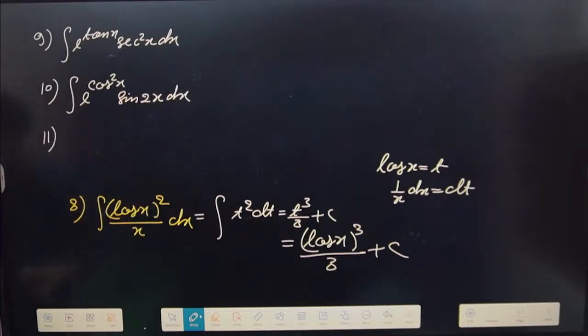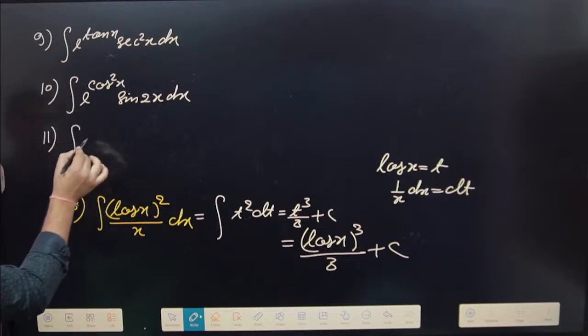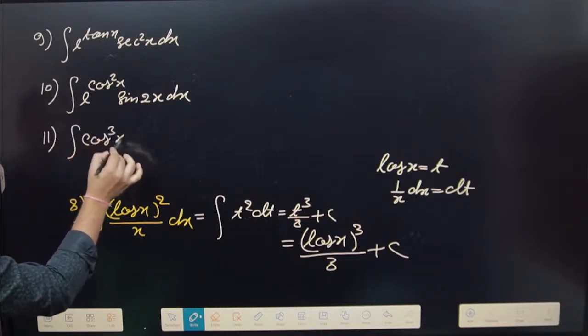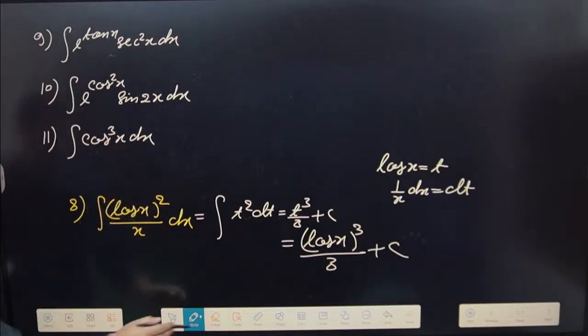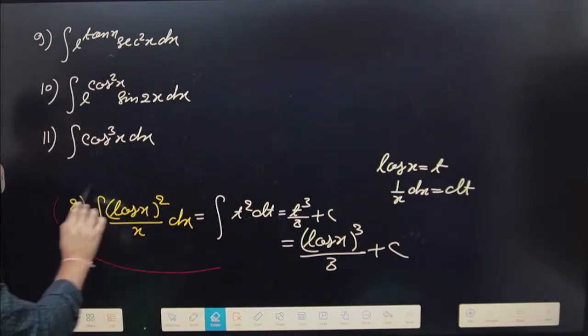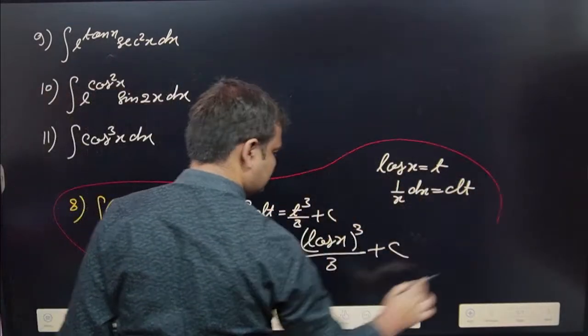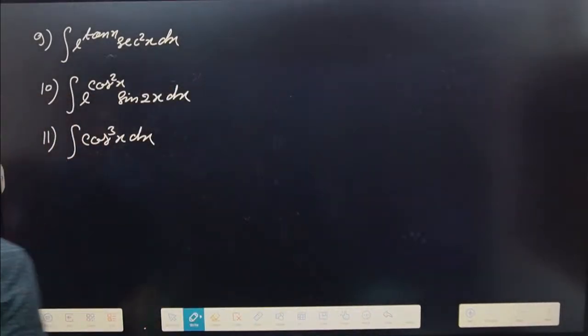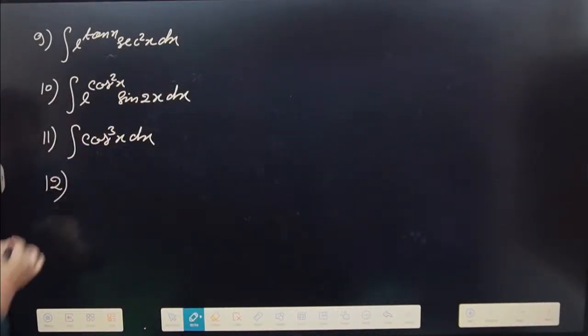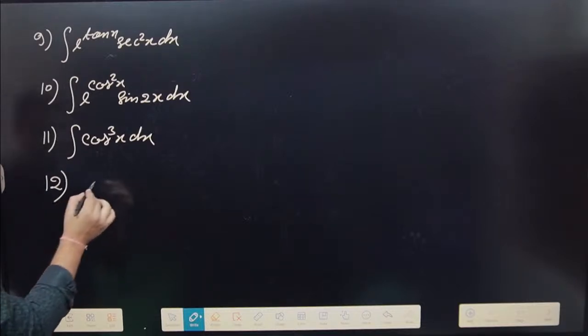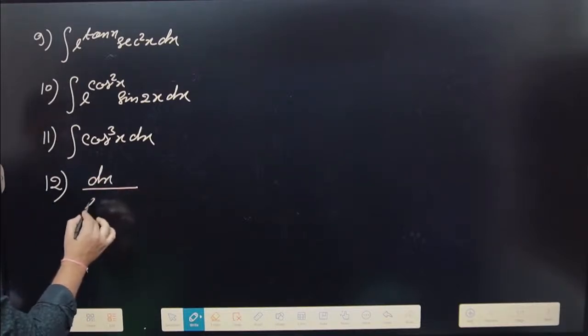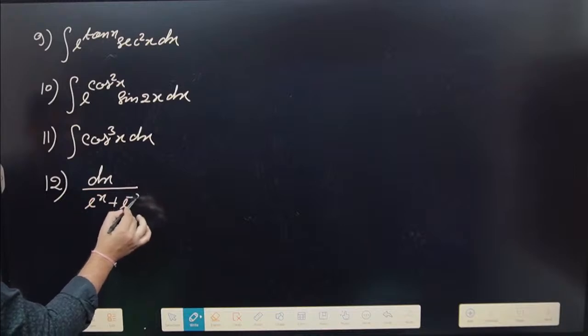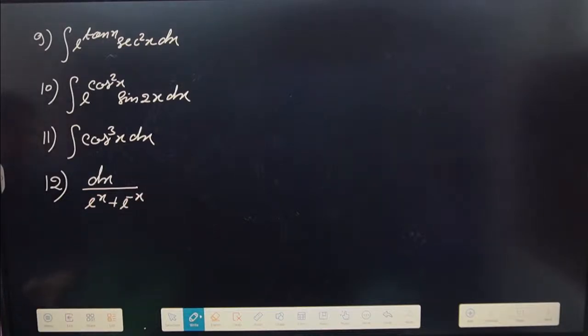Question number 11: integration of cos cube x dx. Question number 12: that is dx divided by e to power x plus e to power minus x. Now next one, question number 13.